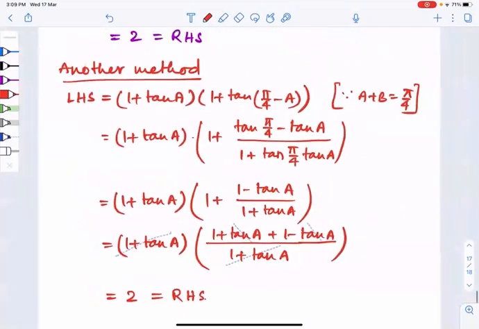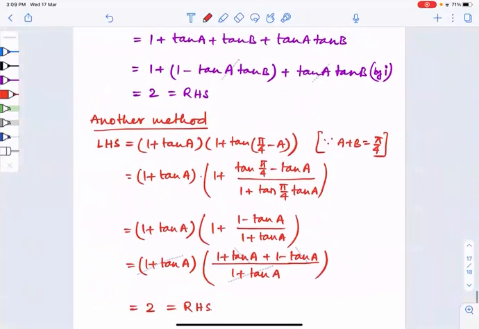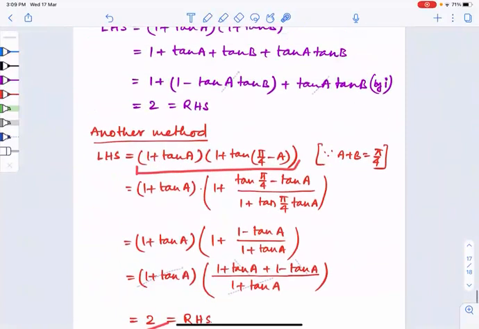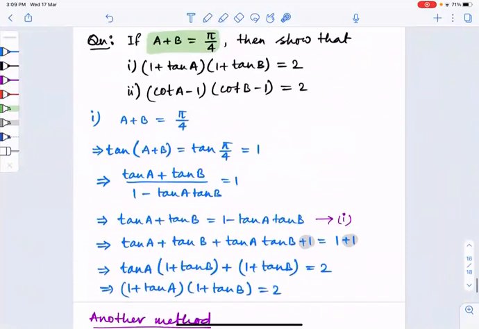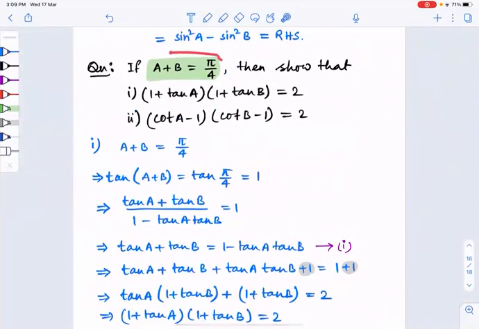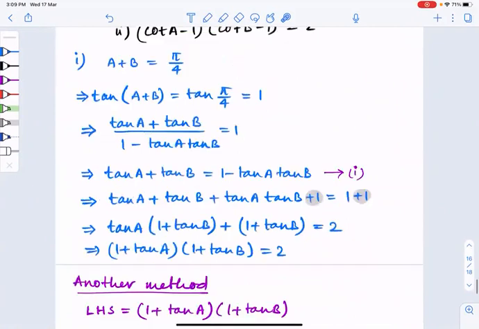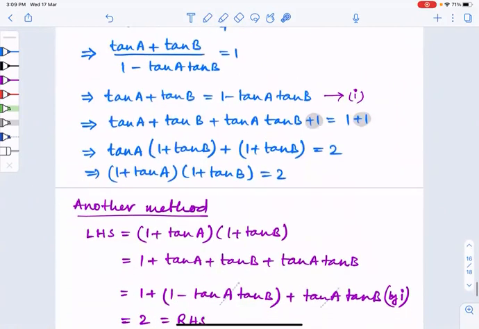So questions can be solved by different methods. Only thing is you have to understand from where to start and what to get. That will be given in the question, that prove that this is equal to that. And what is the condition given in the question that you have to use. So I hope this is clear to everyone. I have discussed three methods.